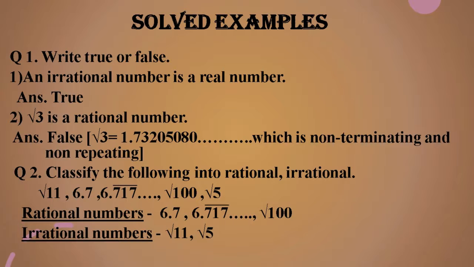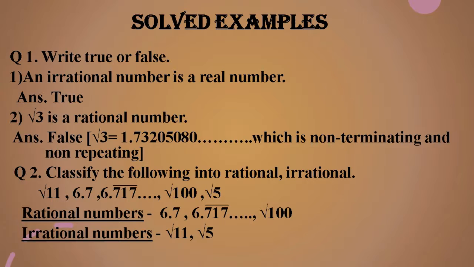Second question, root 3 is a rational number. We have studied in the previous slide that root 3 is an irrational number. And the reason is the value of root 3 is 1.73205080 and so on, which is non-terminating and non-repeating. So the answer is false.